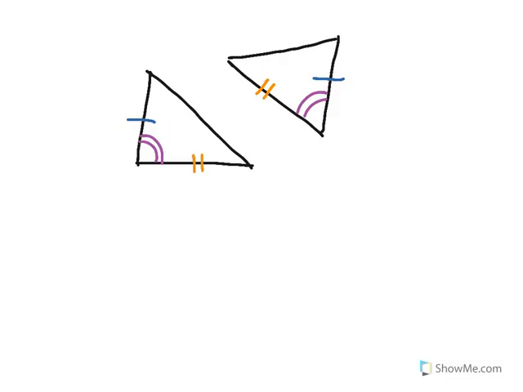The second postulate is that if 2 sides and the included angle of one triangle are congruent to 2 sides and the included angle of another triangle, then the 2 triangles are congruent. And we call this side-angle-side. So 2 triangles can be congruent by the side-angle-side postulate.